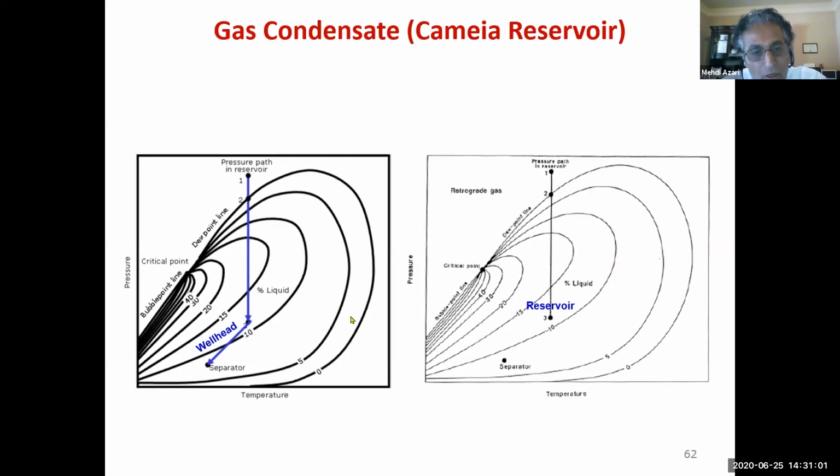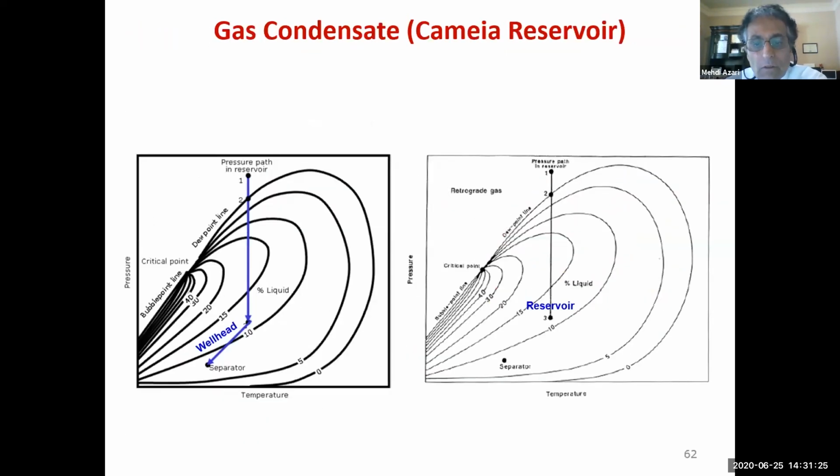Look at this one. This shape, this phase envelope, is totally different. So each one is different. And now this one has a dew point and a critical point here. The fluid gets to the bubble point, and then as you're coming down, you're getting more and more liquid out. So this is called gas condensate.